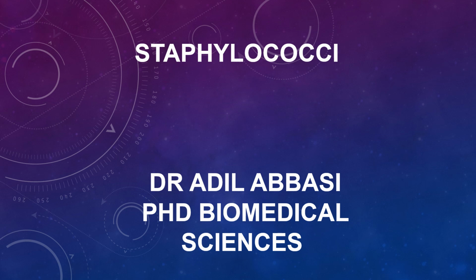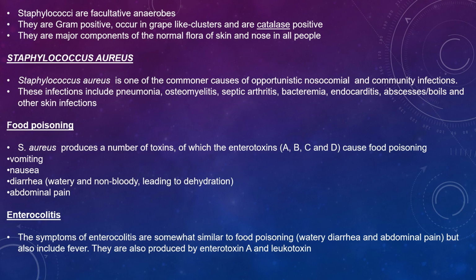So today we are looking at the microorganism known as Staphylococci. Firstly, Staphylococci are known as facultative anaerobes. They are gram-positive and occur in grape-like clusters and are catalase positive. They are major components of the normal flora of skin and nose in all people.